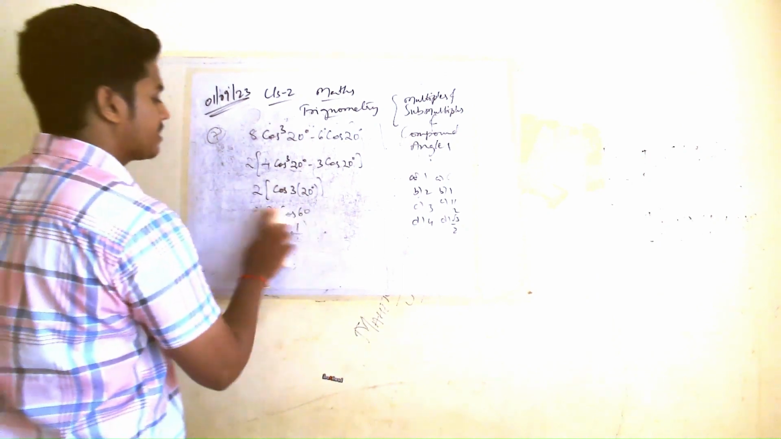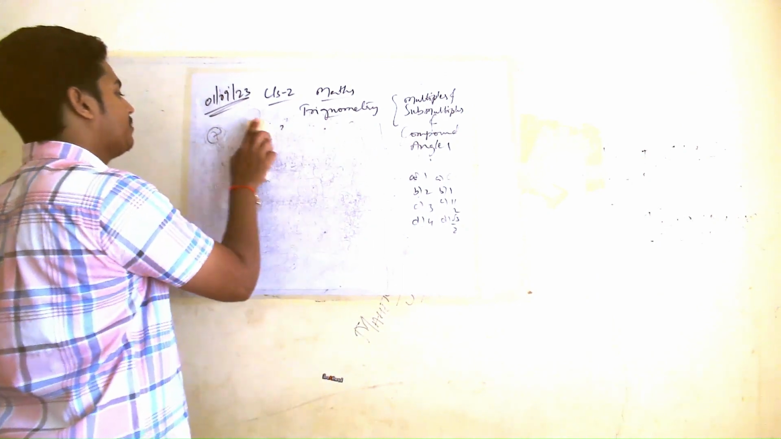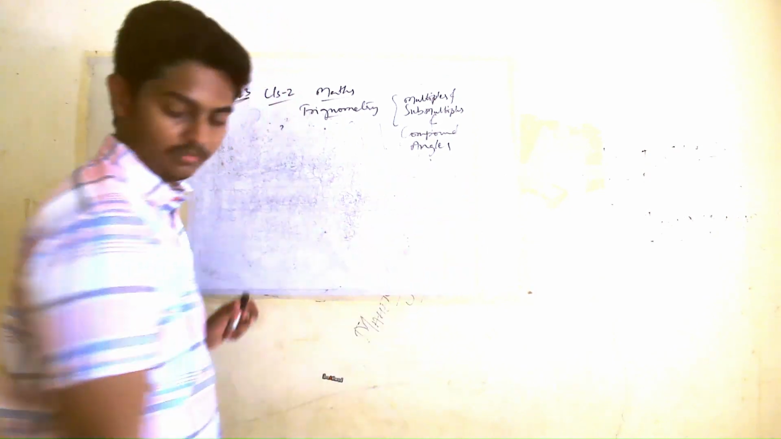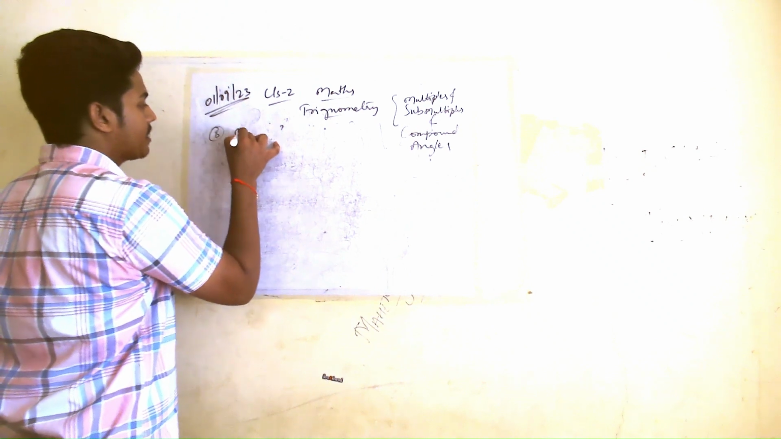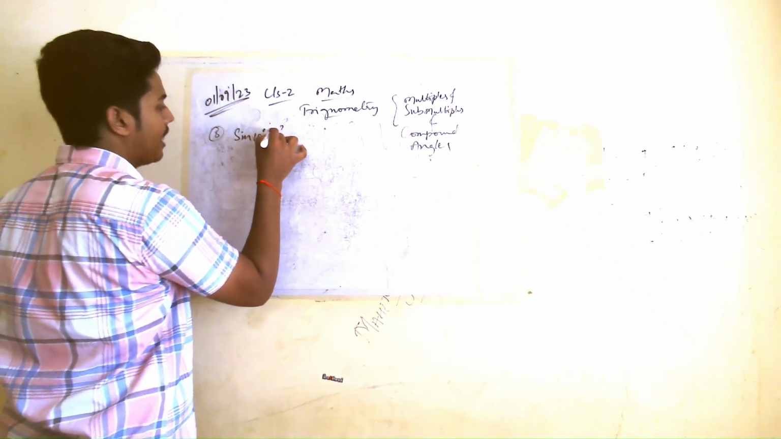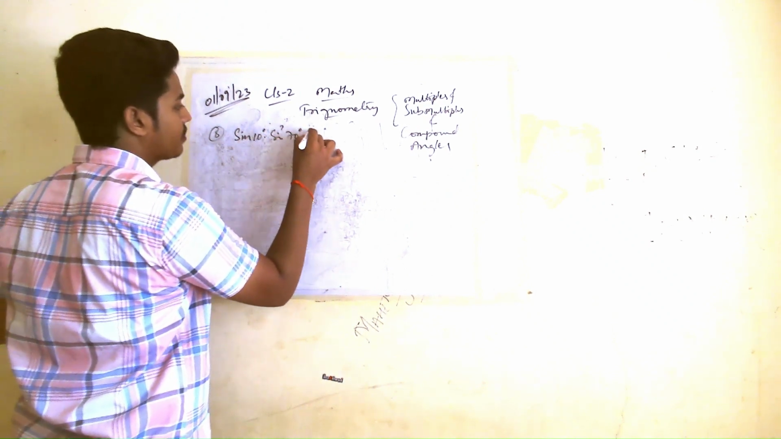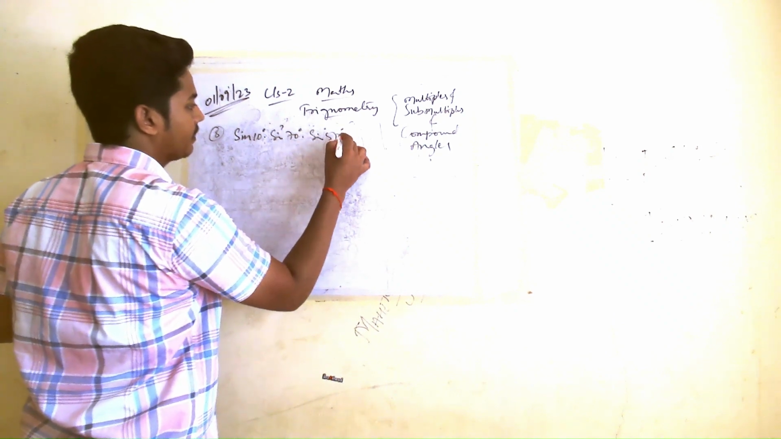Now the next problem is sin 10 sin 70 sin 50. It's a very pretty good problem: sine of 10 degrees times sine of 70 degrees times sine of 50 degrees.